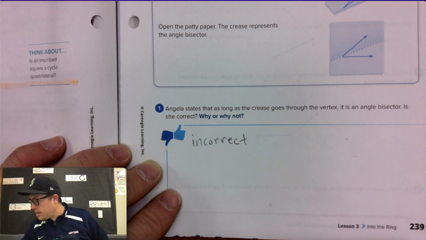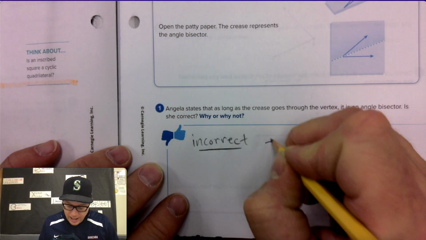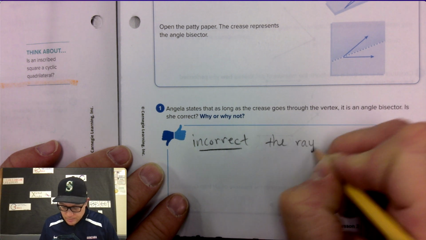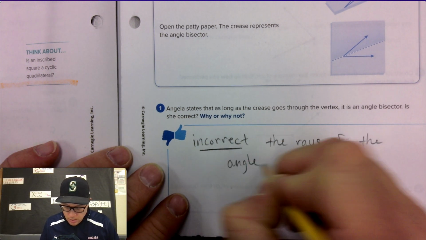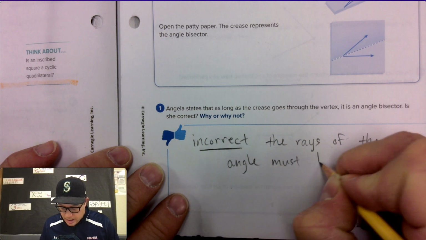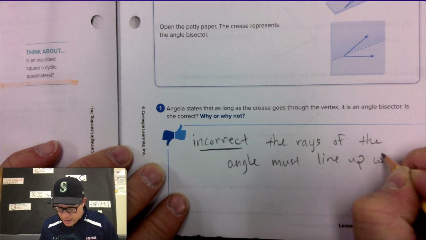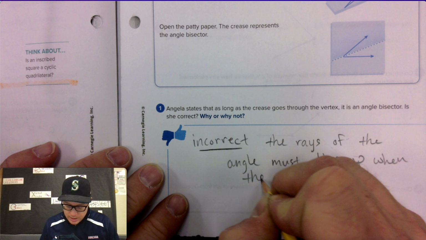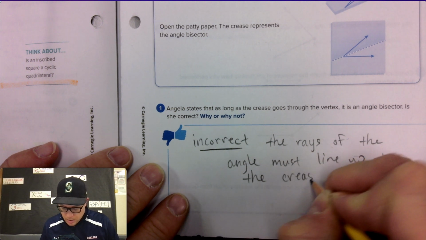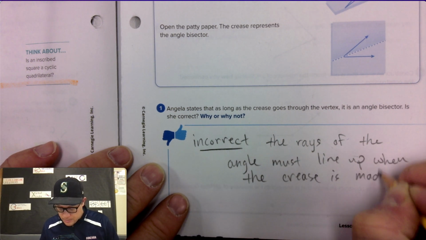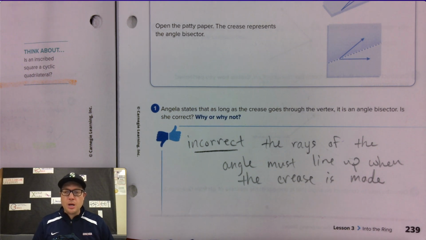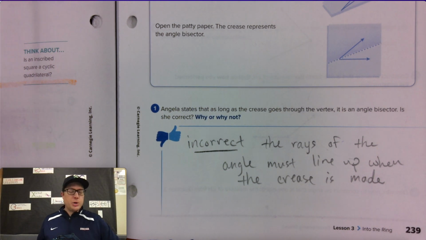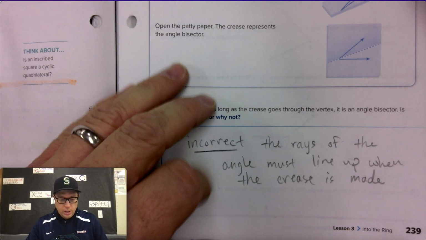She is incorrect because the rays of the angle must line up when the crease is made. That's right. We've got to make sure that things are evenly spaced from the middle. That's page 239. Thank you for watching page 239. We're going to continue on the next page.